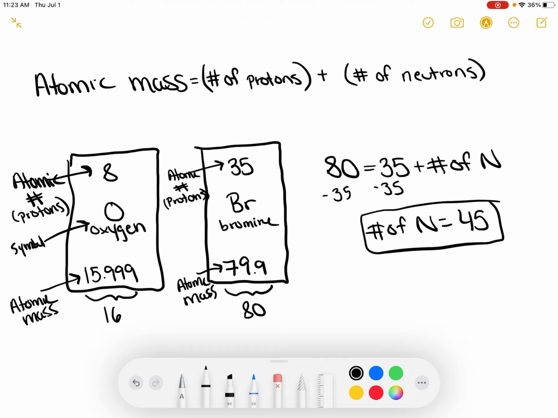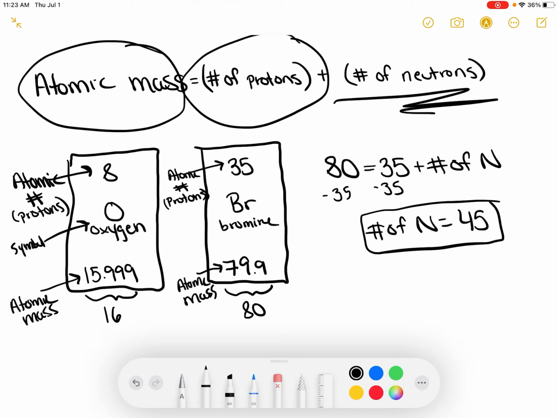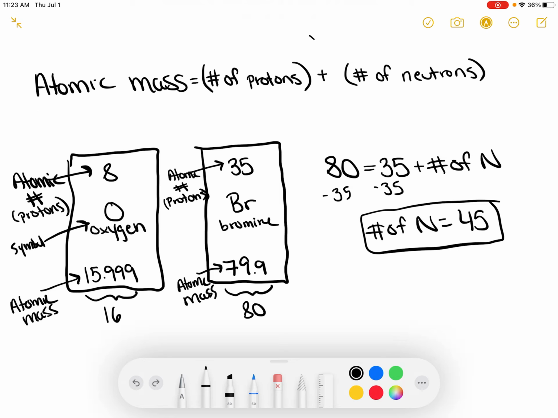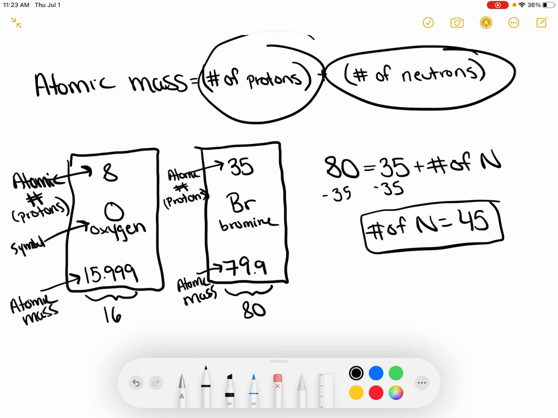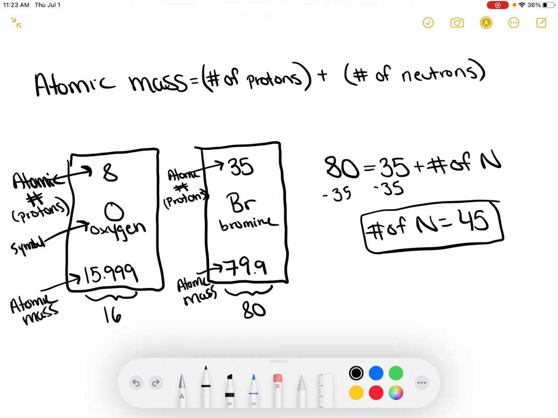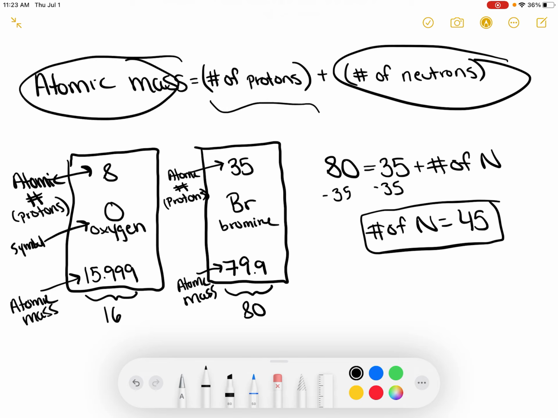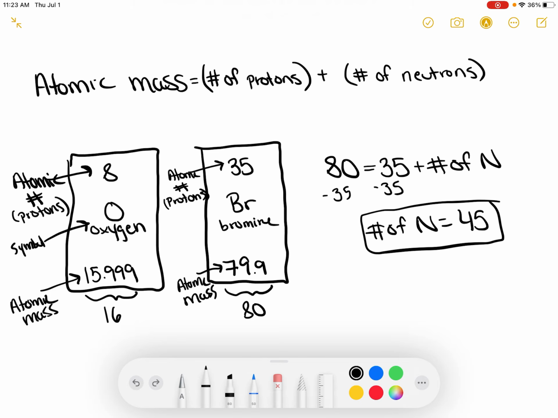Now in the Google Doc, you're going to be given a table where 2 of the 3 things are filled out, and you're going to have to solve for that third thing. Sometimes I'll give you atomic mass and protons, and you'll have to solve for neutrons. Sometimes I'll give you protons and neutrons, and you'll have to solve for atomic mass. And sometimes I'll give you neutrons and atomic mass, and you'll have to solve for protons. Just plug those into the equation, and you should be getting the correct number.